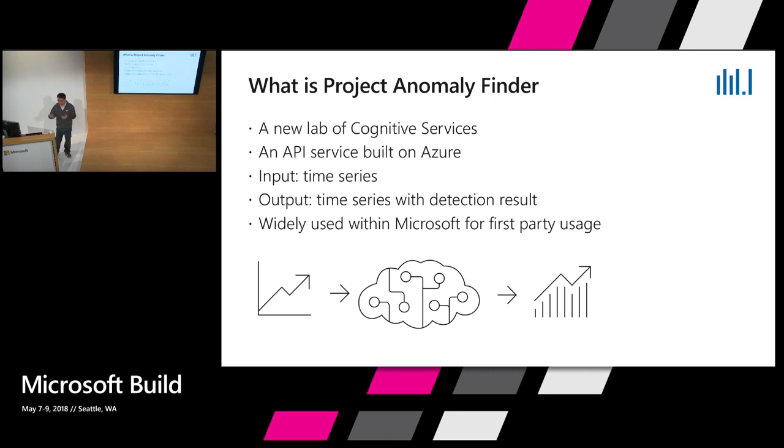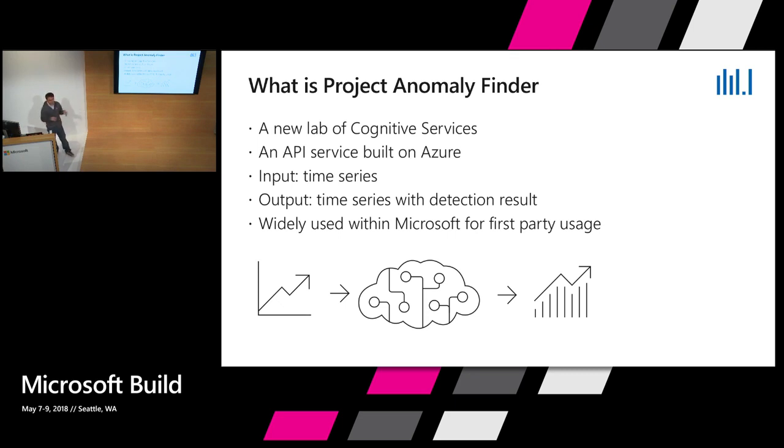So then what exactly is Project Anomaly Finder? It's a new lab of cognitive service just launched at Build. It's an API service built on Azure. It's a REST API, so you can use that with any language, for example Python, C#, Java, everything. We have enough samples on our documentation side. The input and output are pretty straightforward.